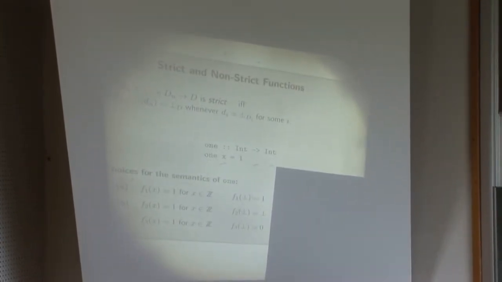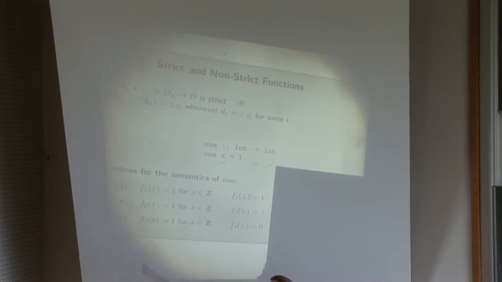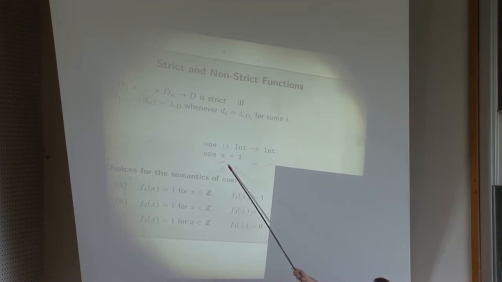Okay, so 3 proposals. Do we want to take f1 as the semantics or f2 or f3? Now, if we apply them to integers, they must give us the result 1. There is no choice because we really want to define this in a sensible way. If we define something like this, then clearly for every integer it should give us 1. But what happens if we apply the function to something which is undefined?